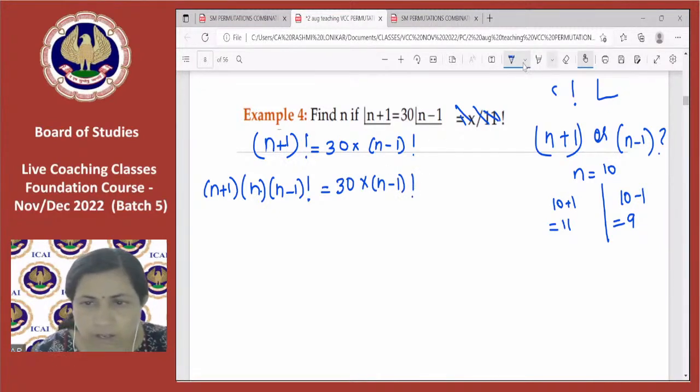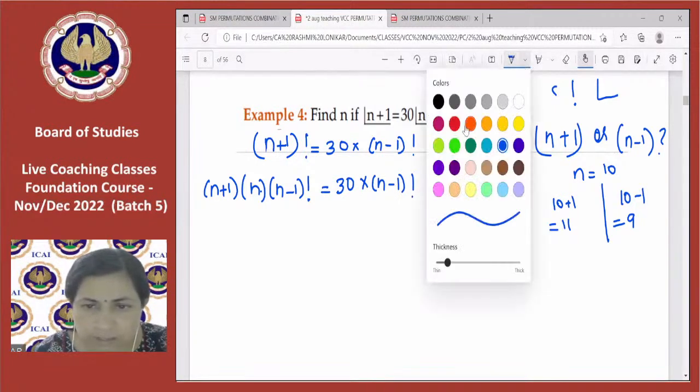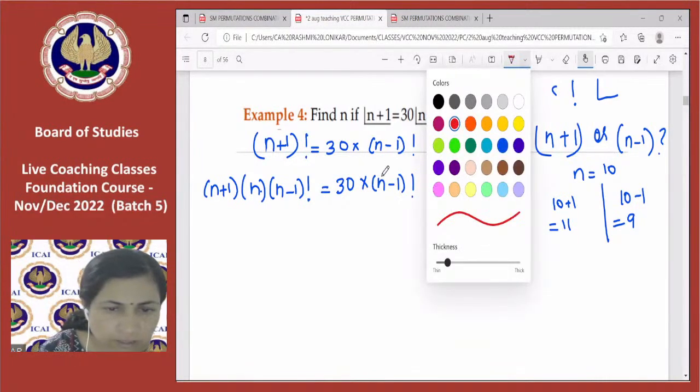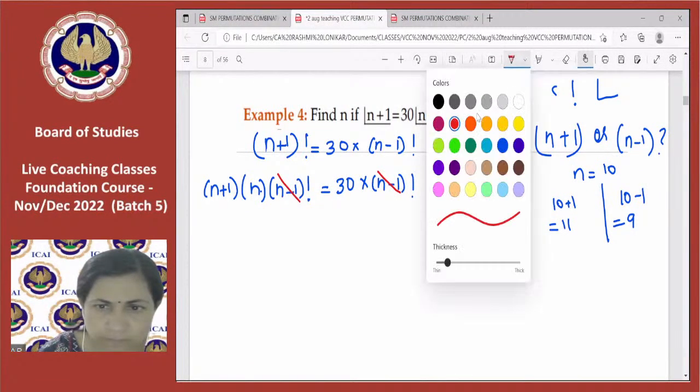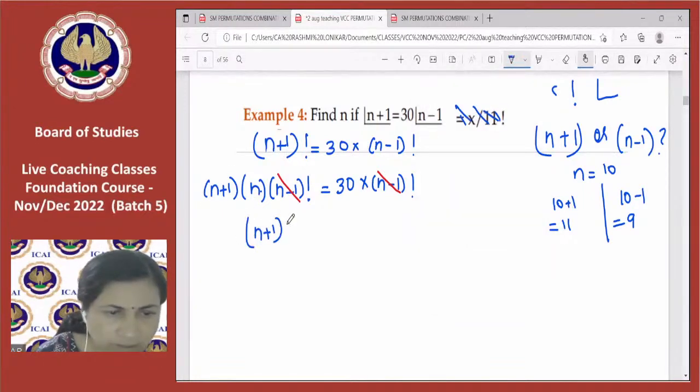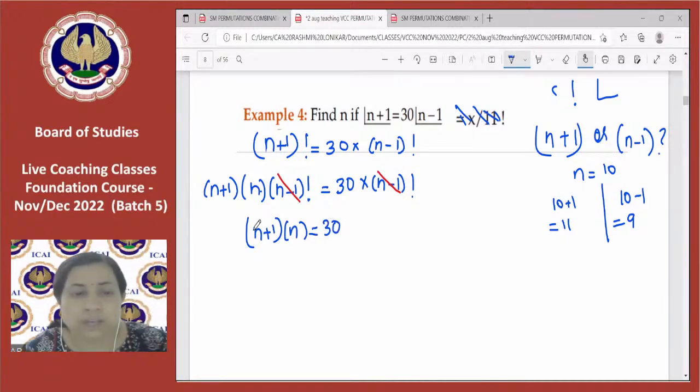Now what happens here is, the n minus 1 factorial on both sides will get cancelled and I am left with n plus 1 into n is equal to 30.